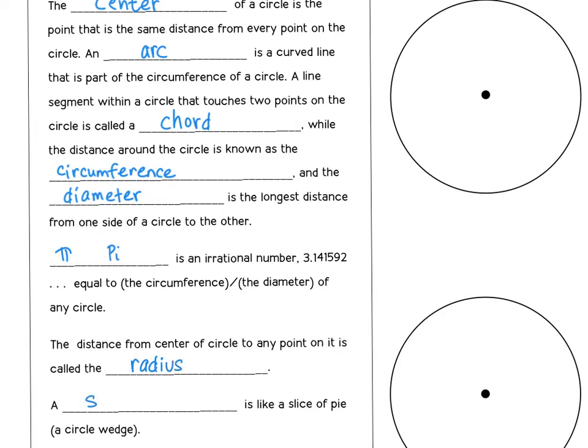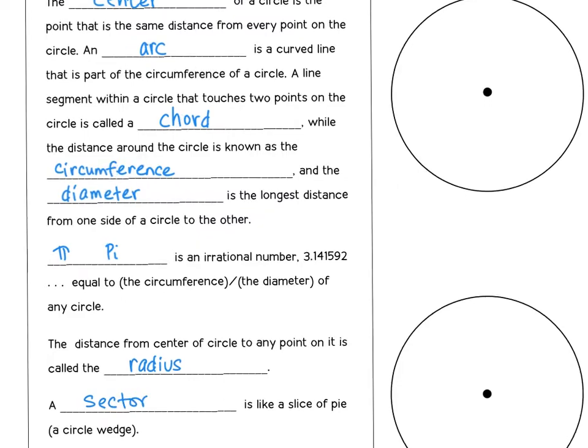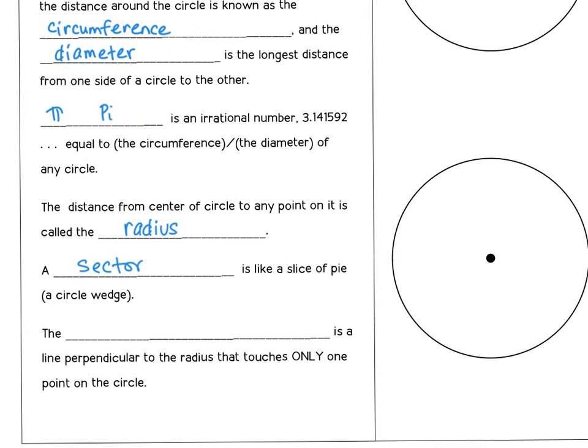A sector is like a slice of pie. It's a circle wedge. And the tangent of a circle is the line perpendicular to the radius that touches only one point on the circle. So that's all our vocabulary.